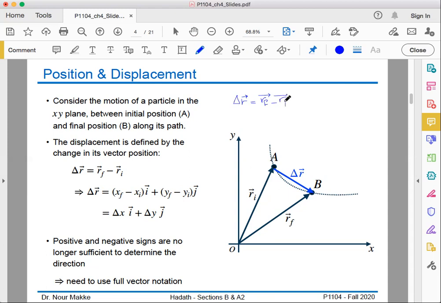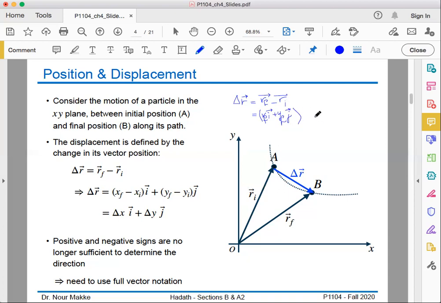R final is the position of the particle at point B, and R initial is the position of the particle at point A. So how can we write this in terms of the components X and Y? Actually, it's very easy. Look, R final is nothing else than X final i plus Y final j.